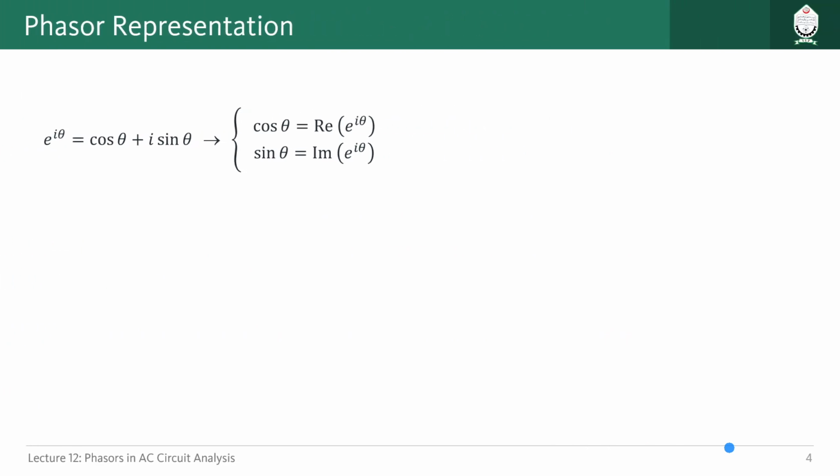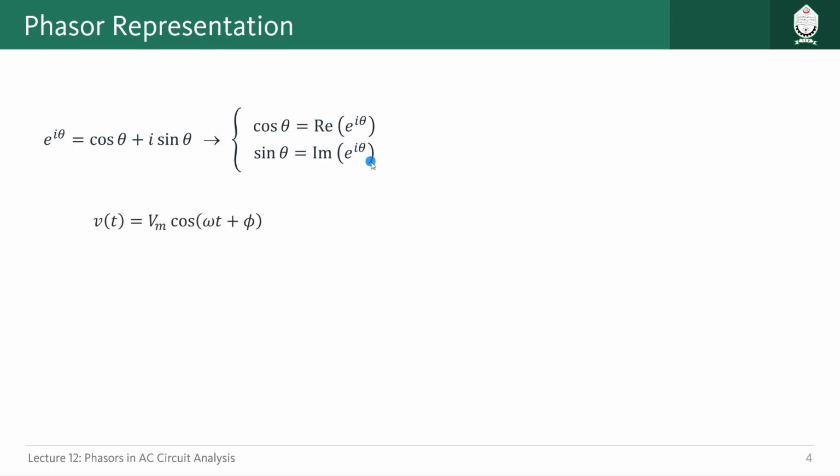Now let us start with the concept of phasor. Here, as you can see, this is the complex representation of Euler's formula, or we can also say this is the complex exponential. For this complex exponential, we have two different portions. One of them is the real portion, the cos theta, and this portion is the imaginary portion. So we can represent cos theta as the real portion of the complex exponential and sin theta as the imaginary portion. We are going to use this concept right now to represent the phasor.